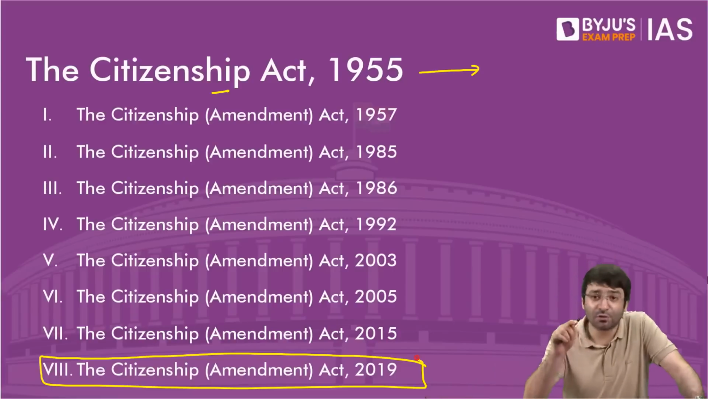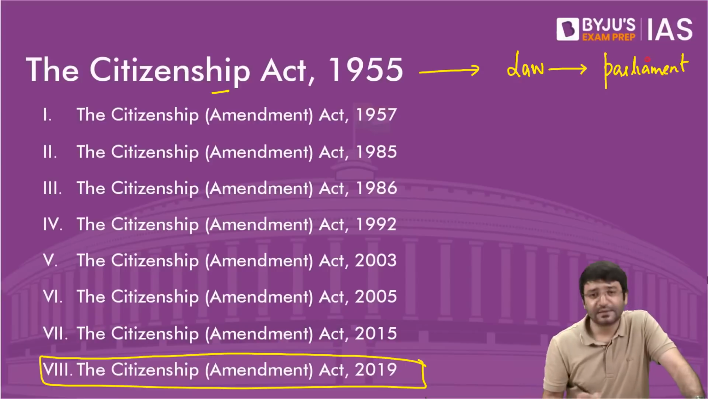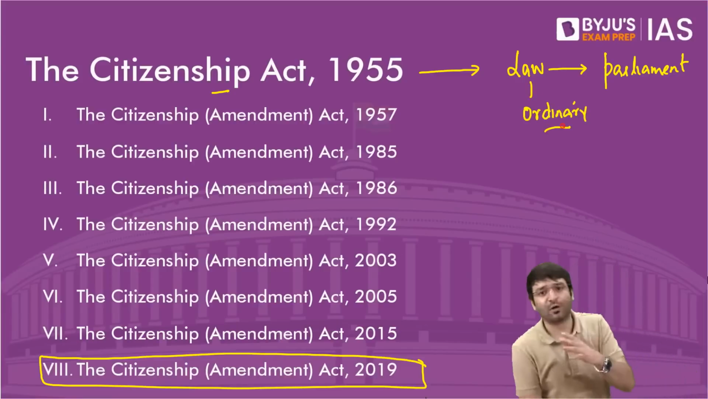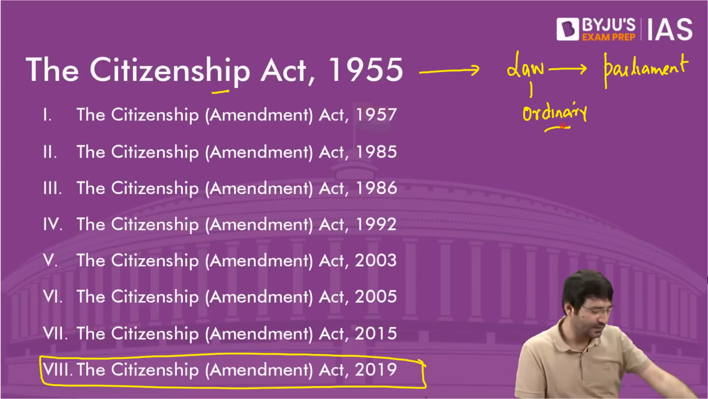It is not there in the Constitution. It is a law passed by Parliament. That is why I told you in the first class, it's basically an ordinary law. And an ordinary law requires simple majority. Only if you want to amend the Constitution, that requires tougher majority, special majority.